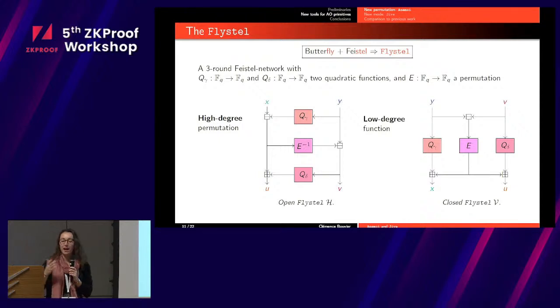So let's come back to more concrete stuff. The main component of Anemoi is the flystel. This is inspired by a butterfly structure and a Feistel network. If you're not very familiar with that notion, this is not really important. We're just going to describe the different operations that we need. We need three functions: two quadratic functions and a permutation. Then we have two variants, the open flystel and the closed flystel. For the closed flystel, we have two elements as input, two elements as output, and we use the two quadratic functions and the inverse of the permutation. So the open flystel is a high degree permutation. Then the closed flystel also uses the two quadratic functions, but this time it is the permutation itself. So this is a low degree function.